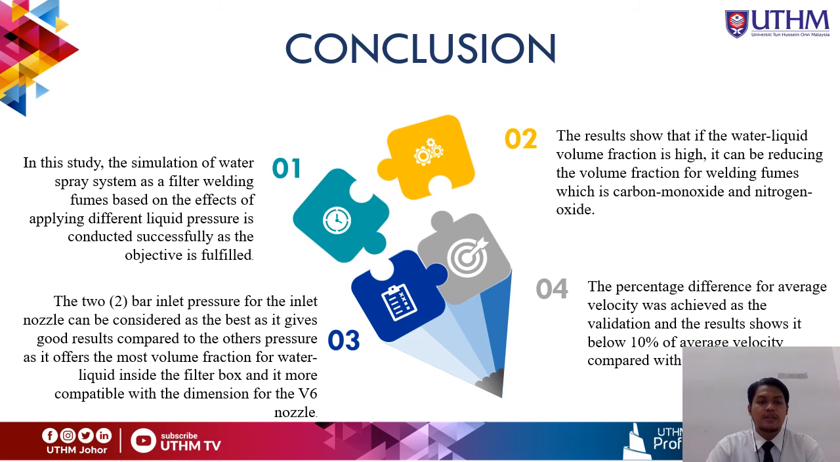Third, the 2 bar inlet pressure for the V6 nozzle can be considered as the best as it gives good results compared to the other pressure, as it offers the most volume fraction for water liquid inside the filter box and it is more compatible with the dimension for V6 nozzles. Lastly, the percentage difference for average velocity was achieved as the validation and the result shows it is below 10% of average velocity compared with the previous study.